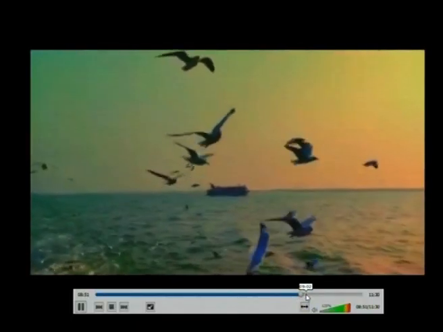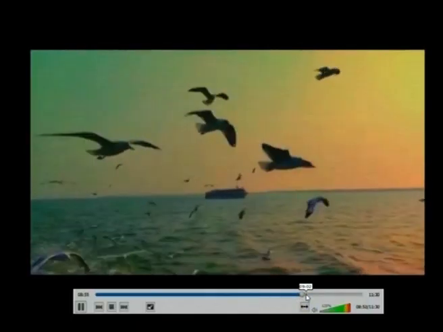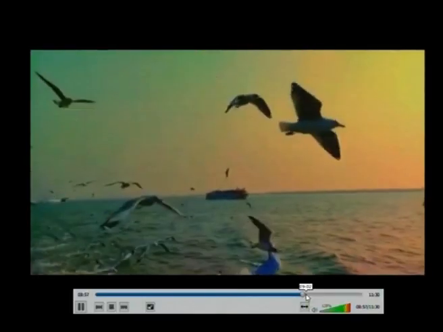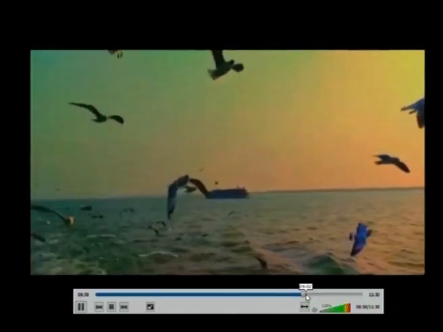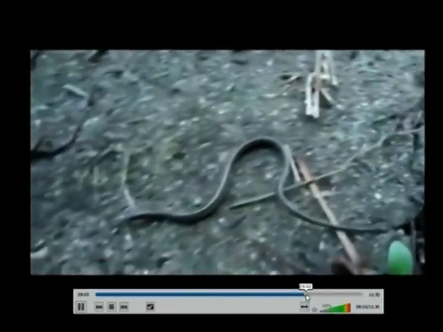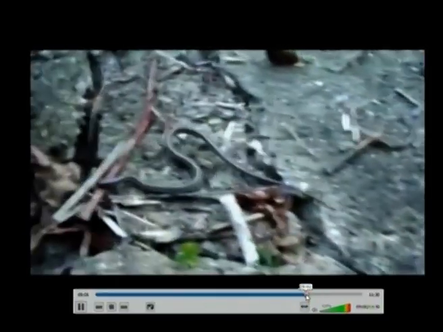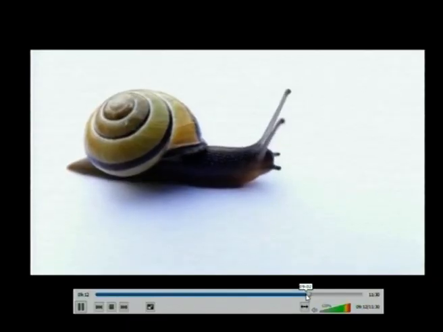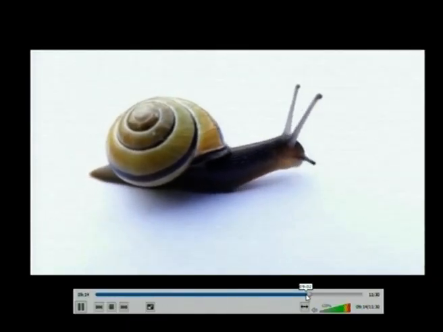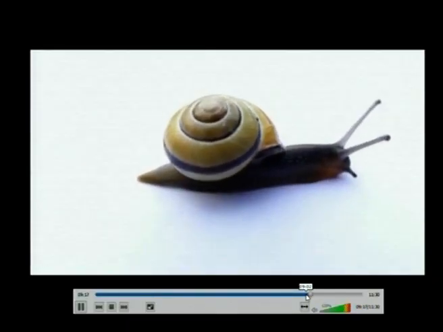How do birds fly? Do all birds fly? Birds have hollow bones and they are light in weight, so they are able to fly in the air. Of course, some flightless birds are there. Observe the movement of the snake. It crawls on the ground. It has a strong muscular body, so it is able to move. Observe the movement of the snail. It is famous for its slow movement. The foot of the snail helps it to crawl on the ground.